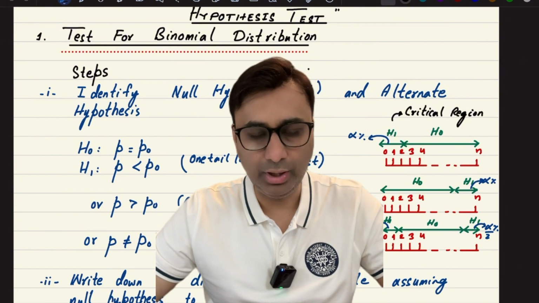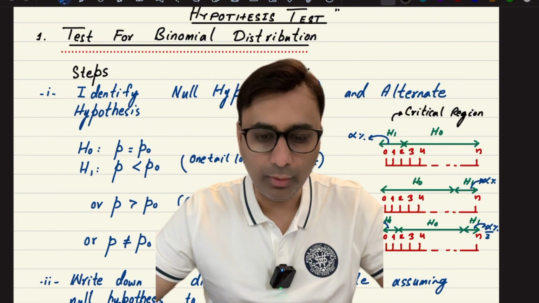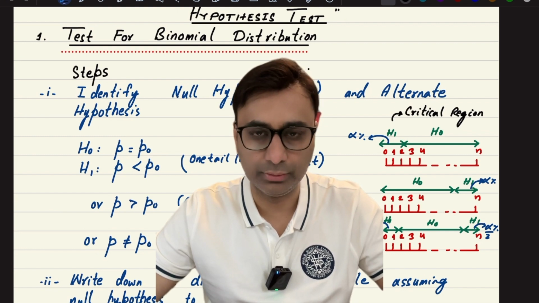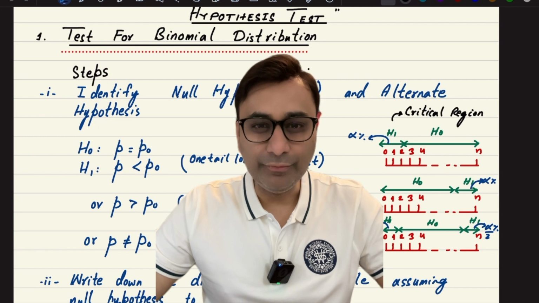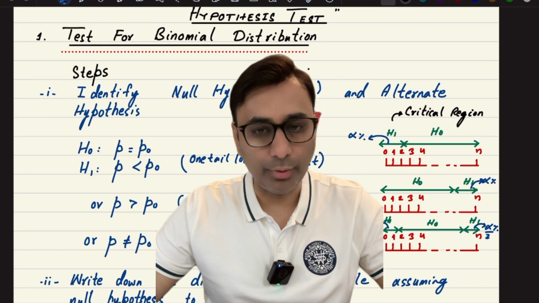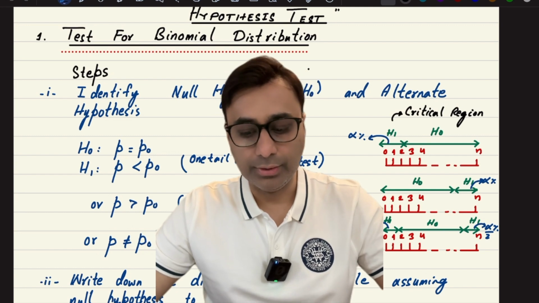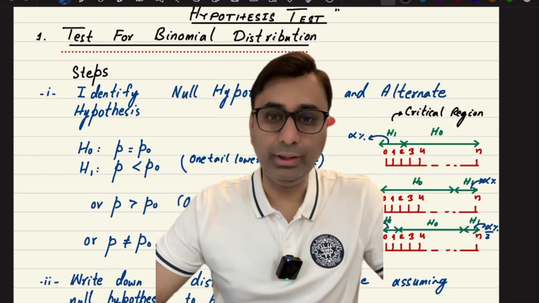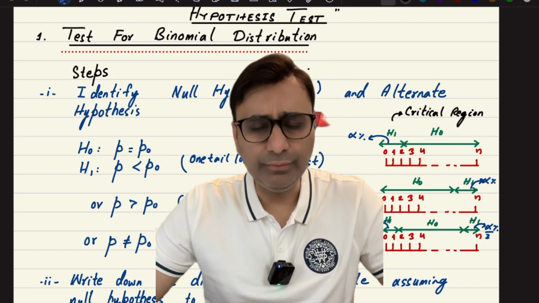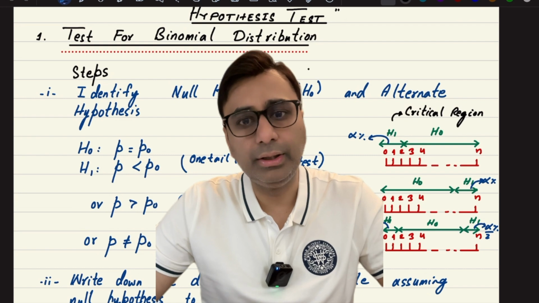In this video, I will try and explain how to perform a hypothesis test on a binomial distribution. You perform this test to identify whether the given probability of the binomial distribution is true or not. So, first of all, let's try and identify the steps that we have to go through, and then we will try and relate that with the example.